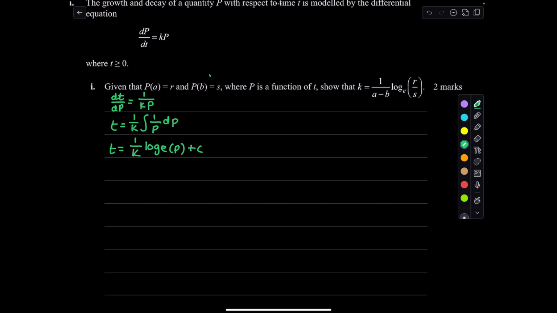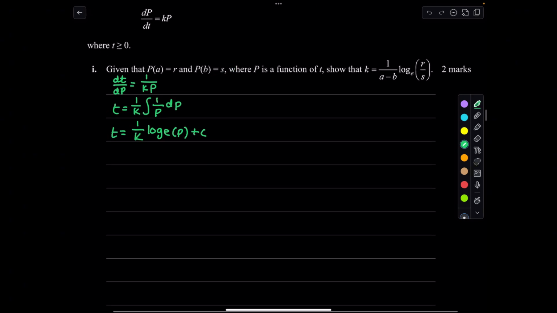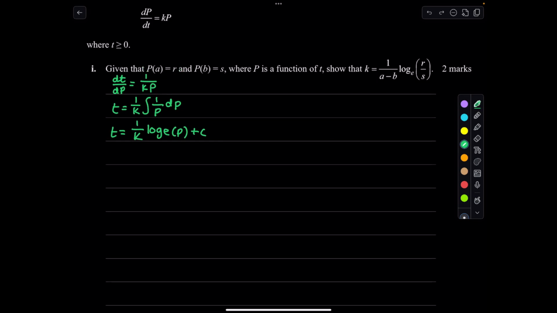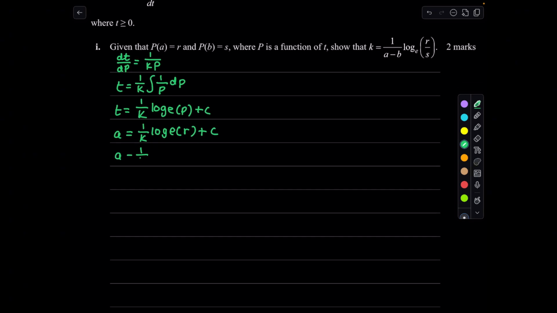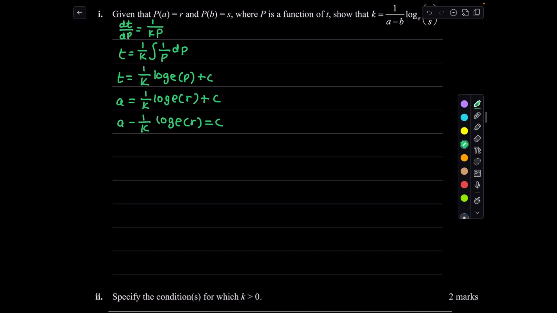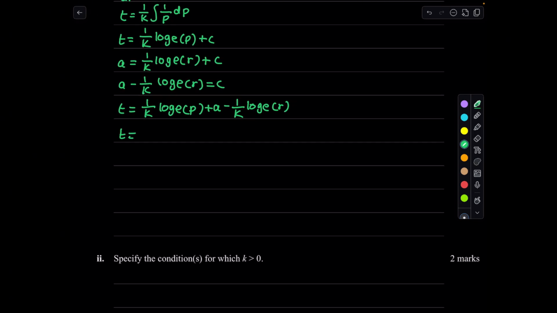And we have the c as a constant, so we can just sub in one of these to get c. Let's sub in a, the first one. So when t equals a, your population is r, so a equals 1 over k log e r plus c. So we can solve for c, which is a minus 1 over k log e r equals c. And I can sub that into the original equation, which is t equals 1 over k log e p plus a minus 1 over k log r.